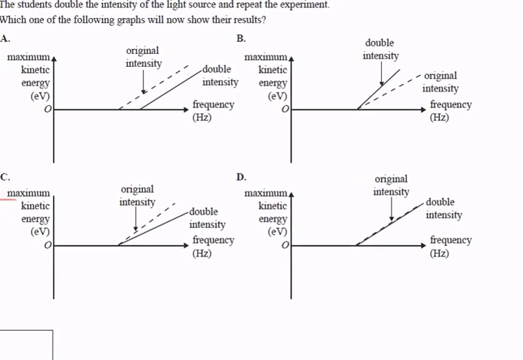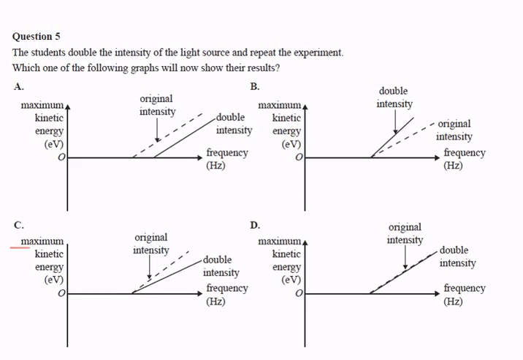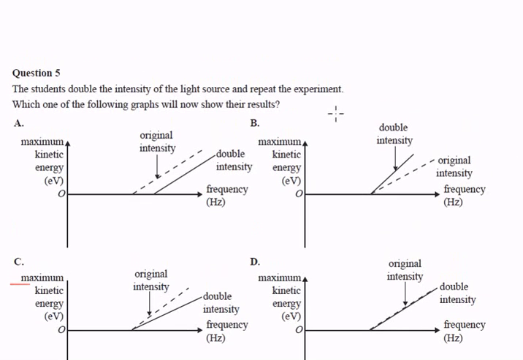Right, the first question asked us, the students double the intensity of the light source and then they repeat the experiment. So the dotted line is the original intensity. What is the graph of the new intensity? So remember, with the photoelectric effect, if you double the intensity, the voltage will stay the same.